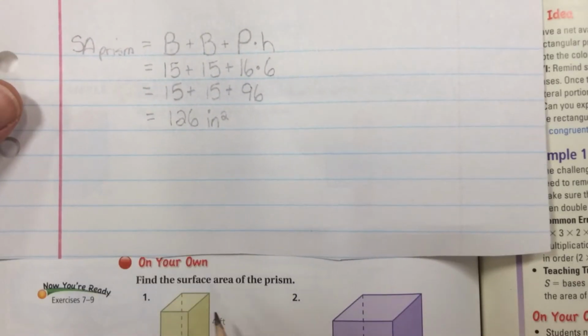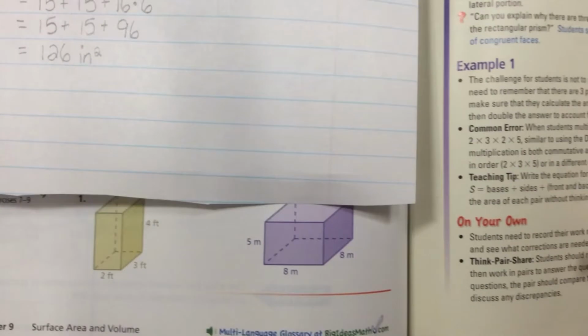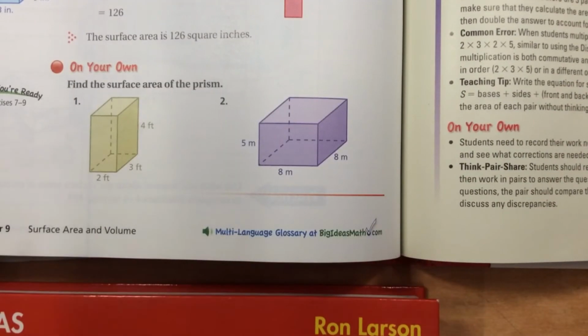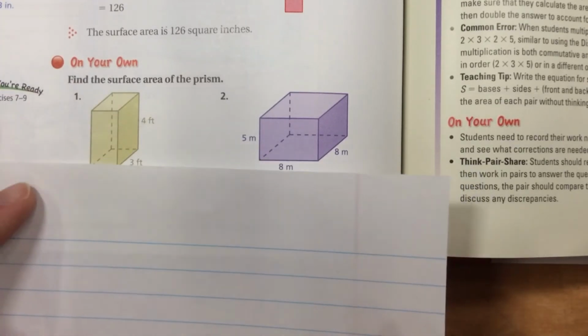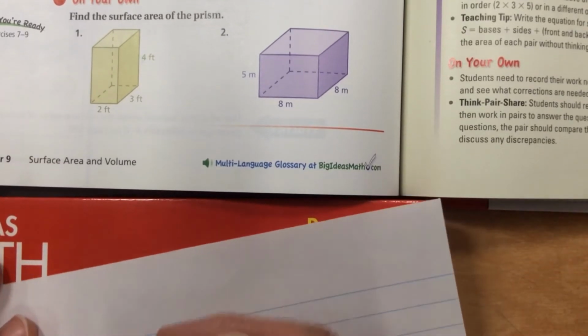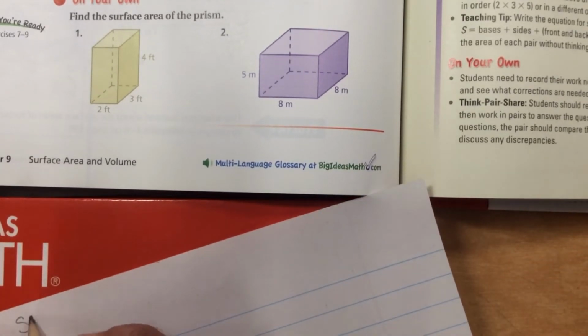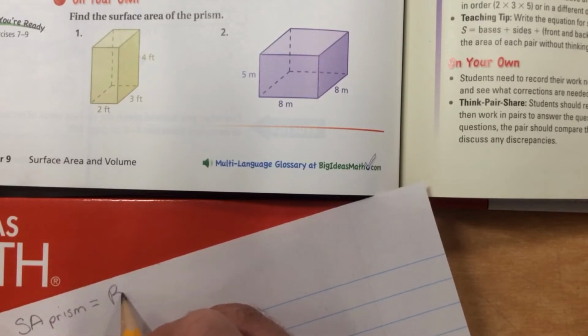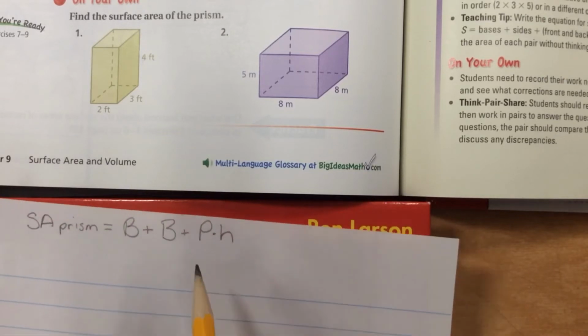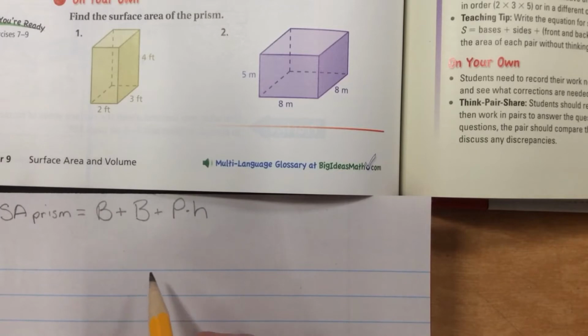So here are 2 examples down here for you to work out on your own. We'll use the same formula, and I'll write it once right up here. Surface area of a prism equals the area of the base, plus the area of the base, plus the perimeter of the base times the height, which gives us the area of the big lateral face that goes around it.